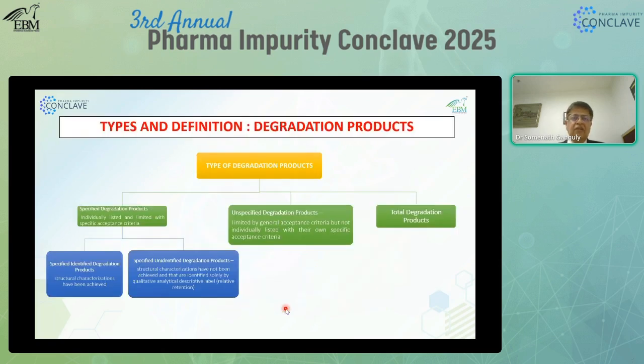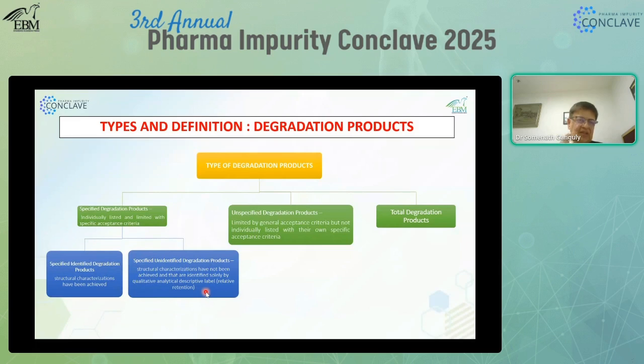Now these are the types of degradation products, and once again, in the same way, it could be a specified degradation product or an unspecified degradation product. For specified degradation products, once again there are two categories: specified identified degradation product and specified unidentified degradation product.